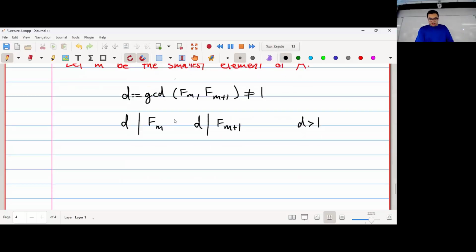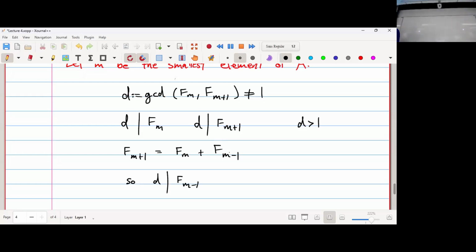Okay. So what can I say here? I can use the formula for Fm plus 1. What do I know? I know that Fm plus 1 is Fm plus Fm minus 1. But here's the thing. D is a divisor of this side. And so the left side is equal to the right side. So D should be a divisor of the right side as well. But D is a divisor of Fm. So the only way that it can be a divisor of Fm plus Fm minus 1 is if D is also a divisor of Fm minus 1. So what I just proved here is that D is a divisor of Fm minus 1.